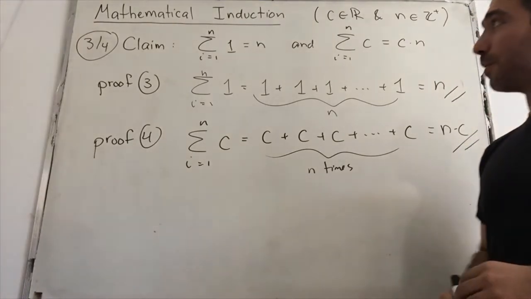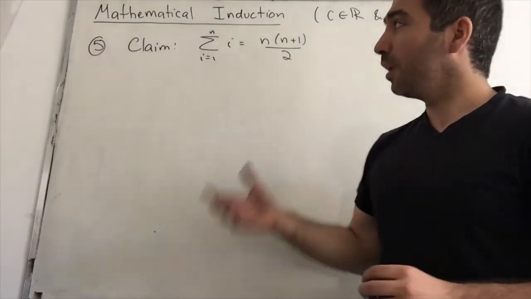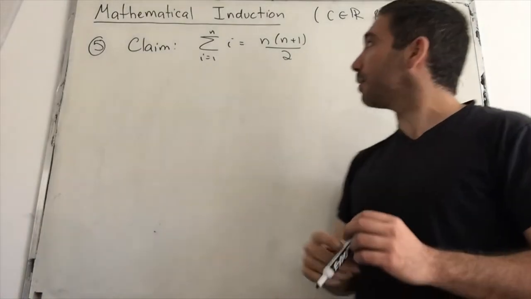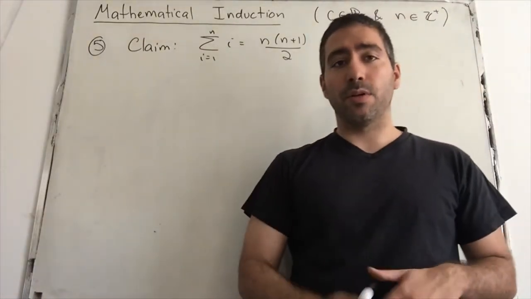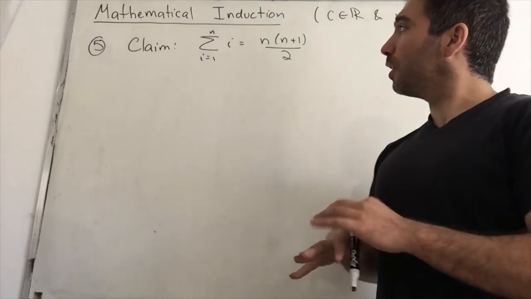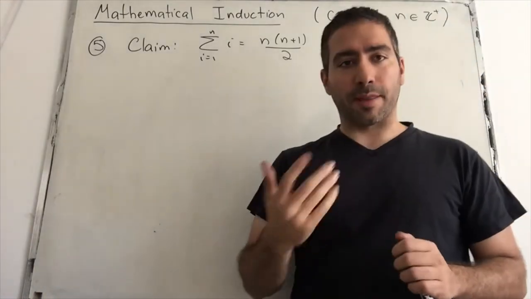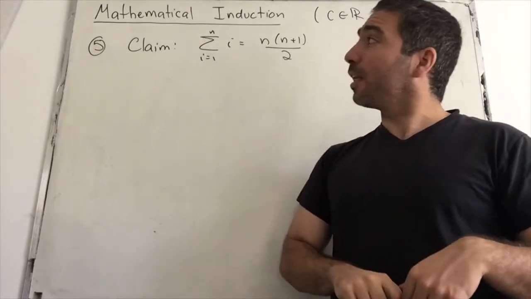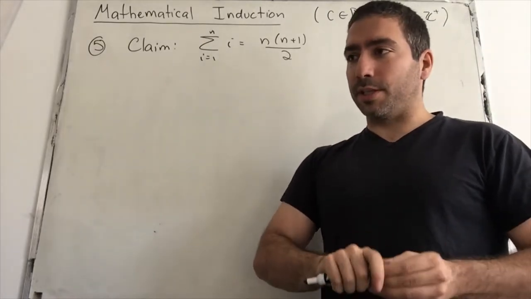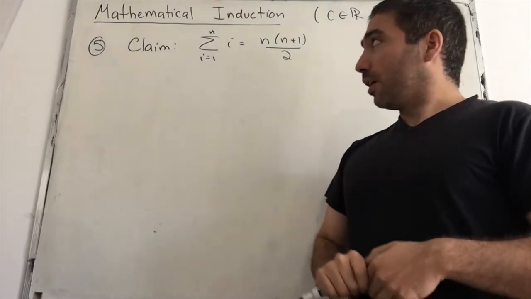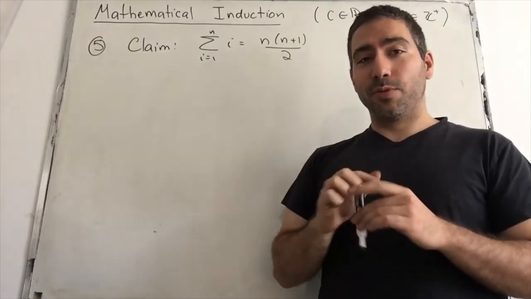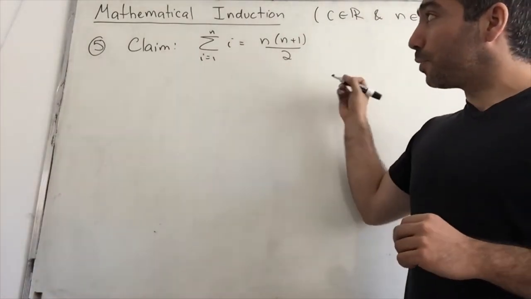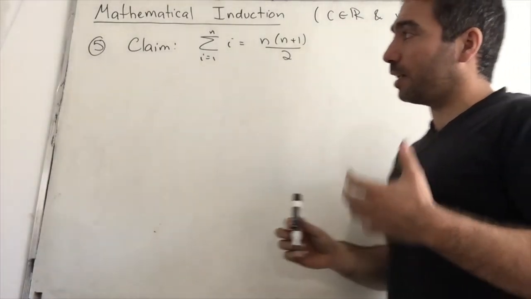Okay, so let's move on to some more interesting proofs. So over here, the claim that we're making is that the sum from 1 to n of i is equal to n times n plus 1, all that divided by 2. So there's two ways of solving this. Actually, there's more, but we're going to prove this using mathematical induction, and then we're going to prove it in another interesting way. What I find interesting is that it was actually proved by a mathematician, Carl Gauss, when he was 10 years old. So what were you doing when you were 10 years old? So this guy proved this claim at 10. Let's go ahead and show both ways.